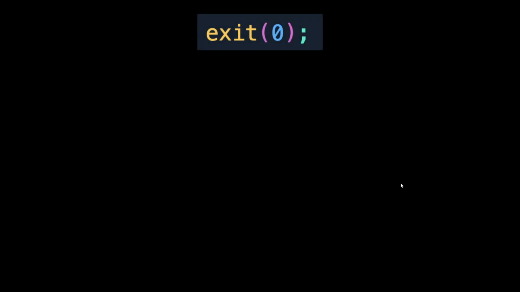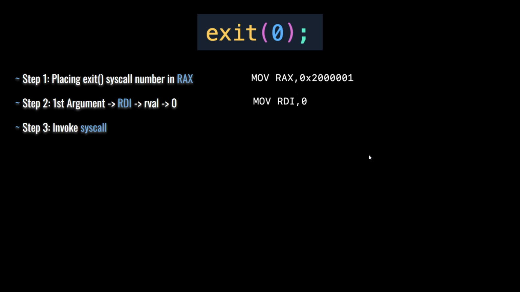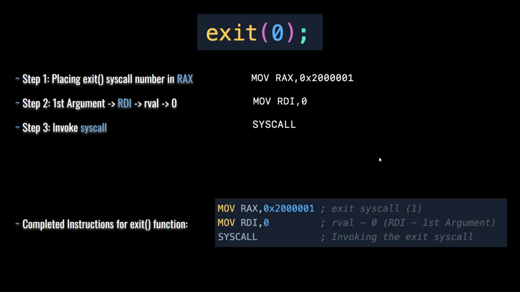Let's proceed on to the exit function. It takes one argument. So the first step is placing the exit syscall number in rax, which is done using mov rax, and the hexadecimal value. After that, our step 2 will be storing the first argument, that is 0, into rdi using the following instruction, mov rdi, 0. Step 3 would be to invoke the syscall using the syscall instruction. And the completed instructions for the exit function look as follows.